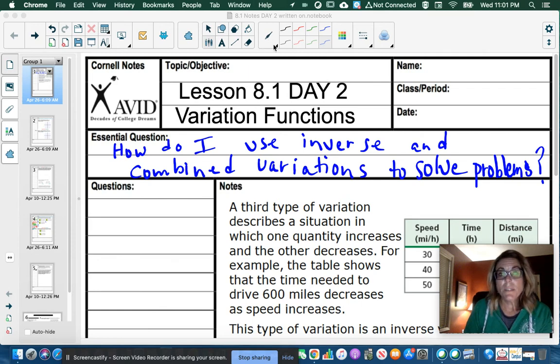Video 8.1, day 2. We're still on variation functions. Please write down the essential question: How do I use inverse and combined variations to solve problems?